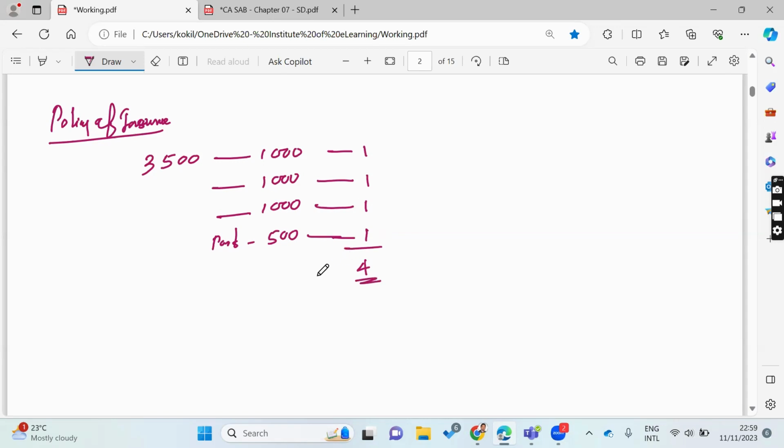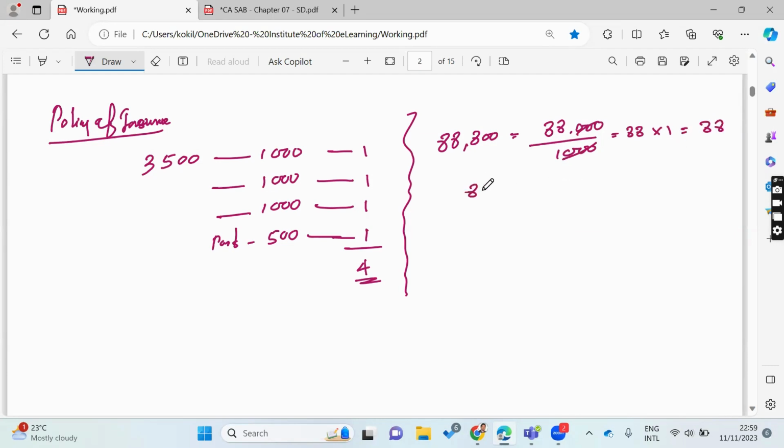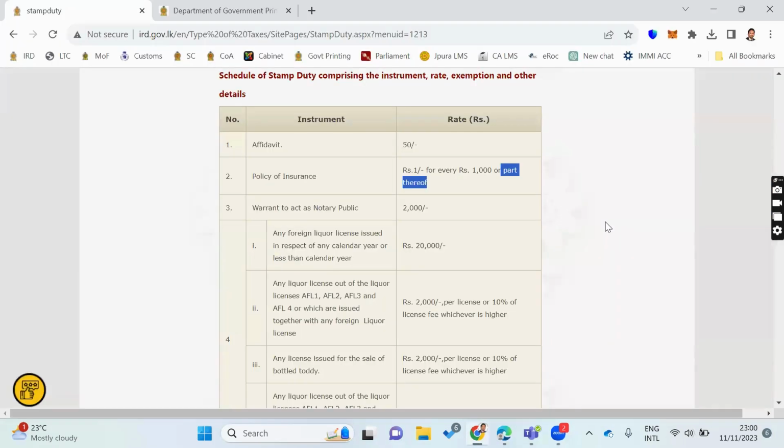If it is a big amount, let's say you are paying for a motor car, 88,800. Then how much would the stamp duty be? How many thousands are there? 88,000 divided by 1,000 is 88. 88 multiplied by 1 would be 88. And the 800 is another part of 1,000, so that also we need to take as 1. Altogether 89. Likewise, stamp duty applicable to a policy of insurance differs.